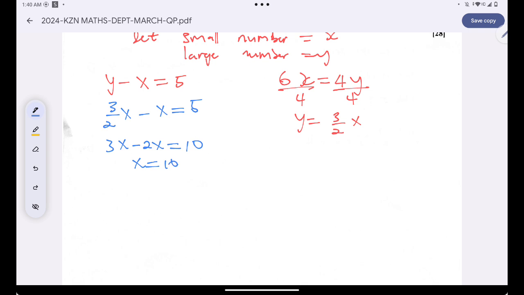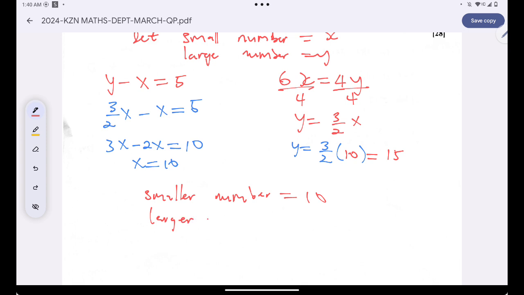Are we together? So now I know that x is 10. I can go back and find y. So y is 3 over 2 multiplied by 10. Then I'll get 15. So the smaller number is 10 and the larger number is 15. Are we together?